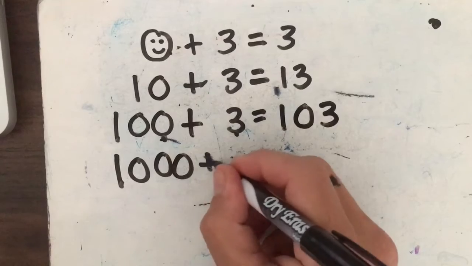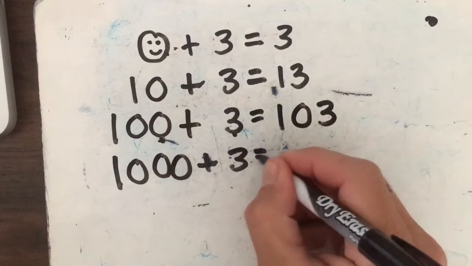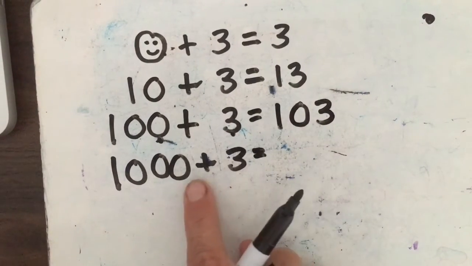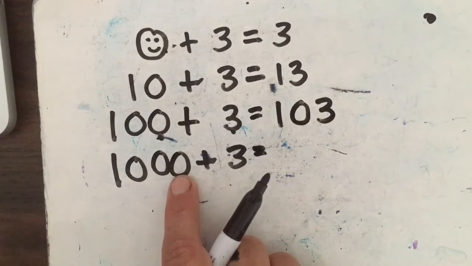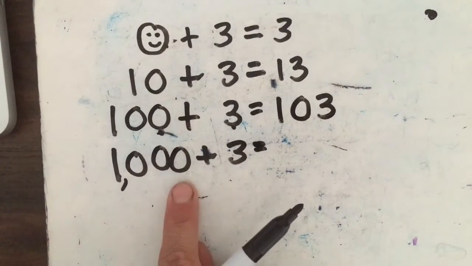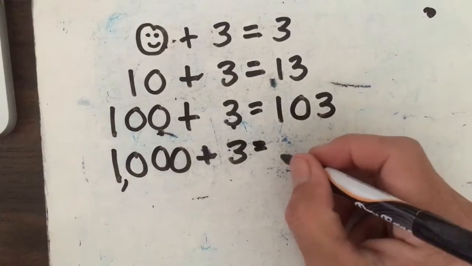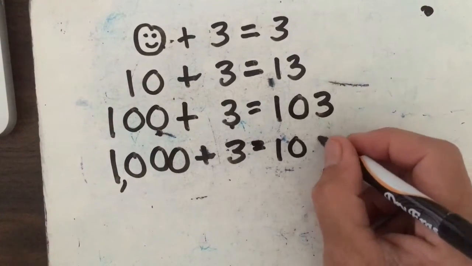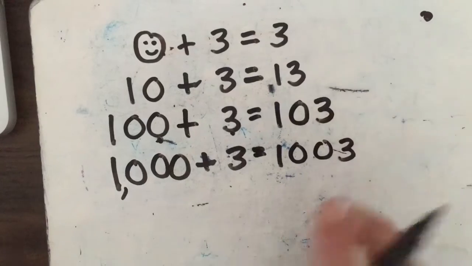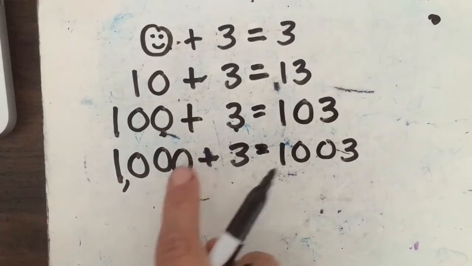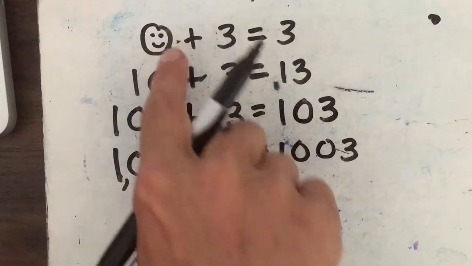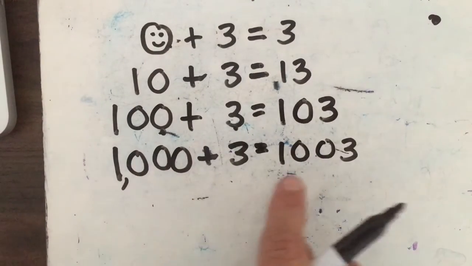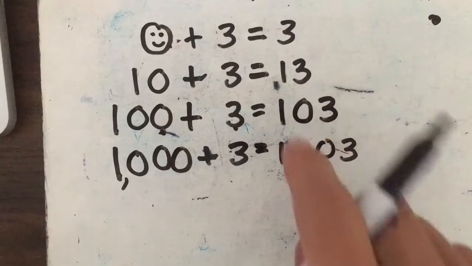If it's 1,000 and I'm adding just 3, the 3 ones is just going to fall over the ones place here. So the answer is going to be 1,003. So it's using the fact that 0 has no value, and it's using place value to make these problems fairly easy.